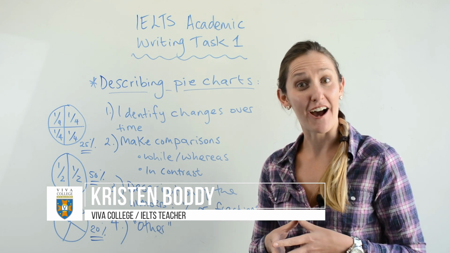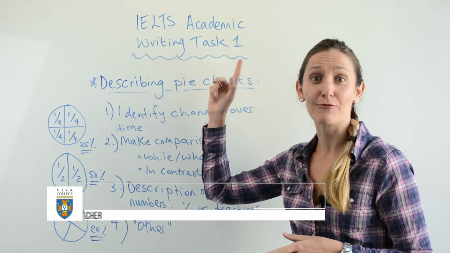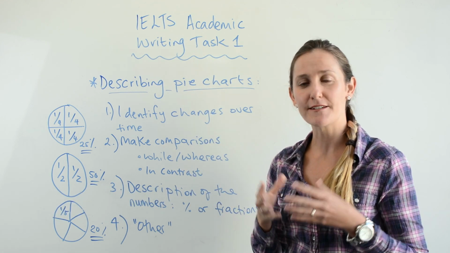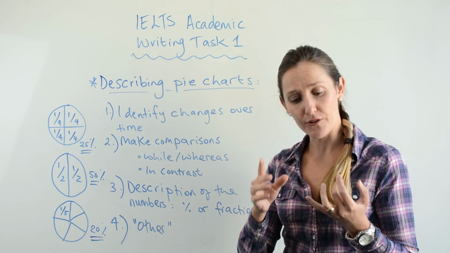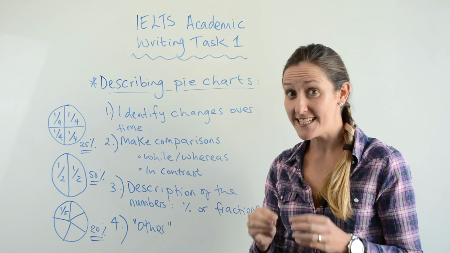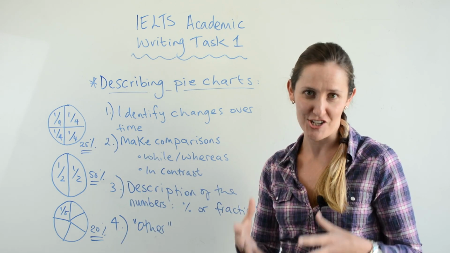Today in Spotlight on IELTS, we're continuing our series talking about the IELTS Academic Writing Task 1. So far in this series, we've talked about different types of data, including a line graph, a map, a process, and today we're talking about these circles here, which are called pie charts.